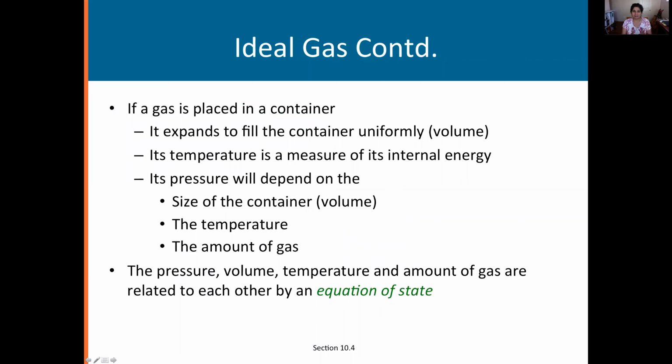So consider a gas that is placed in a container. Now, whatever amount of gas I put in, however many molecules, it's going to expand to fill the entire volume of the container since it has no fixed volume. We learned that in the states of matter, right? Its temperature for the gas is a measure of its internal energy. Okay, let me explain this. So internal energy, I said, is all the energy of your system. Your system is just this gas.